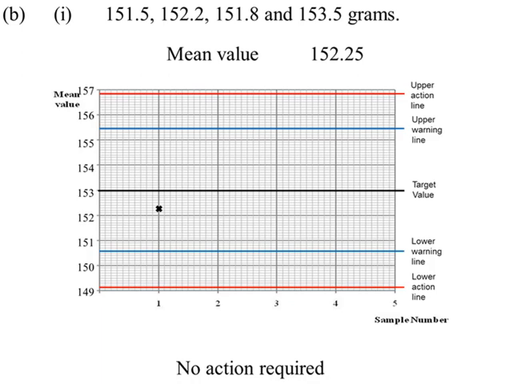So here's the first sample, and remember we're taking samples of size 4. So these are not the values that get plotted on the control chart. We have to add them, divide by 4 to get the sample mean, which is this, 152.25. This is our first sample. So sample 1, 152.25, which is plotted here. This value is within the warning limits, no action required.